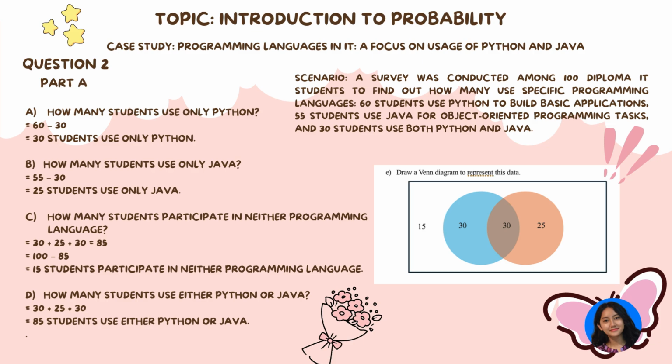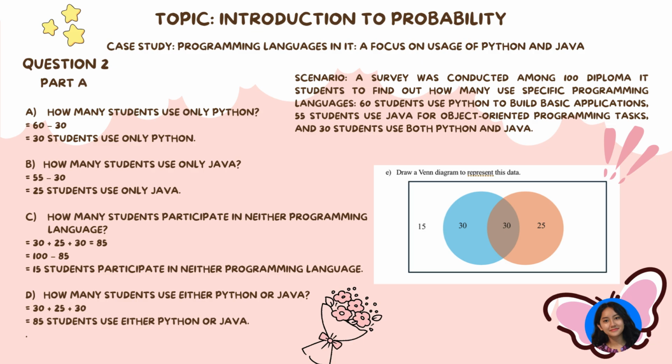For question 2, part A, the scenario given is a survey was conducted among 100 diploma IT students to find out how many use specific programming languages, where 60 students use Python to build basic applications, 55 students use Java for object-oriented programming tasks, and 30 students use both Python and Java. Question A. How many students use only Python? 60 minus 30 equals 30 students use only Python.